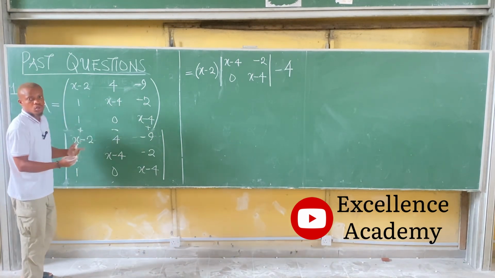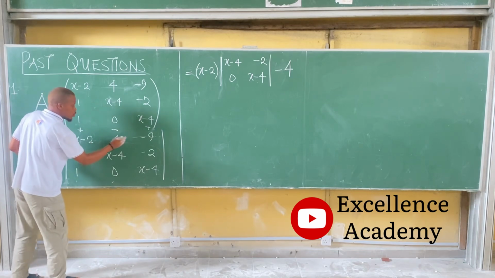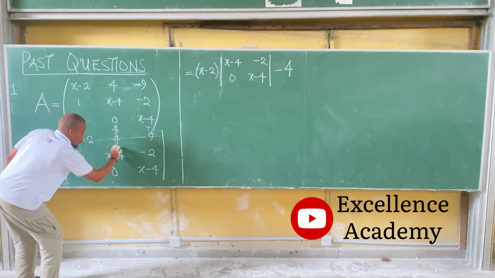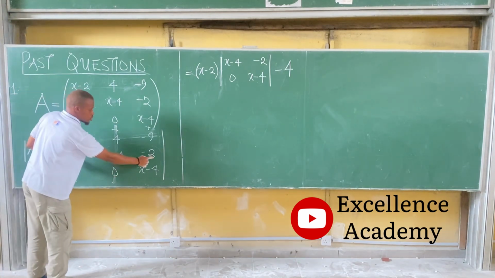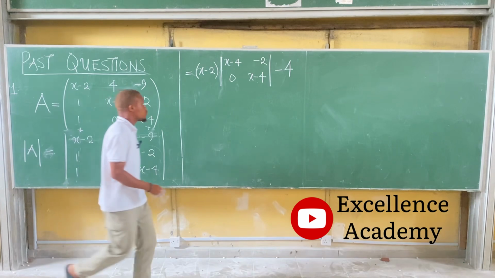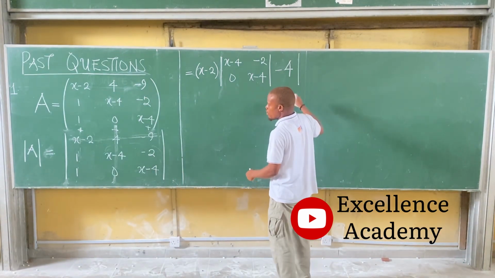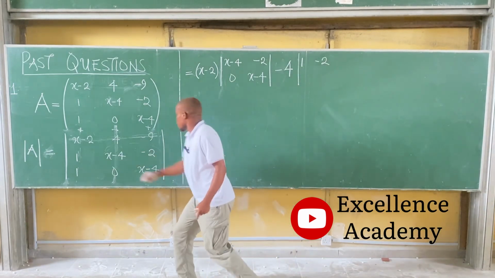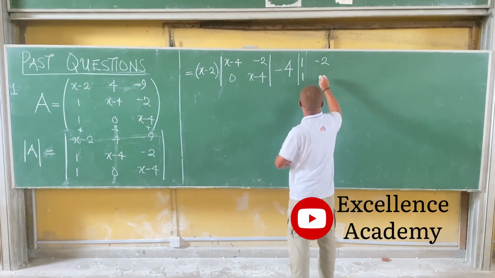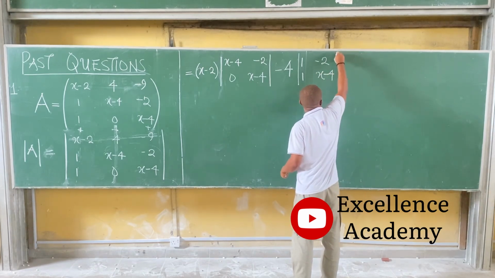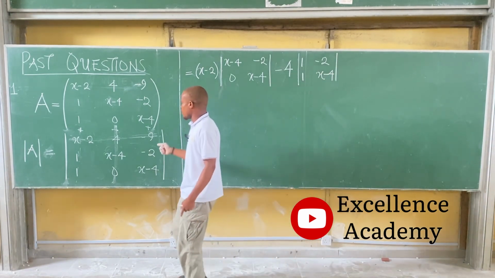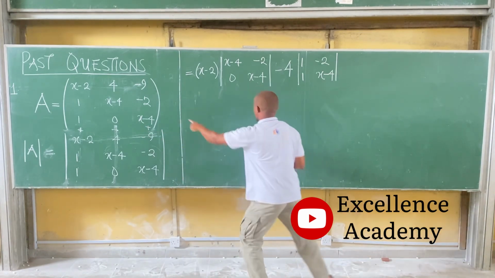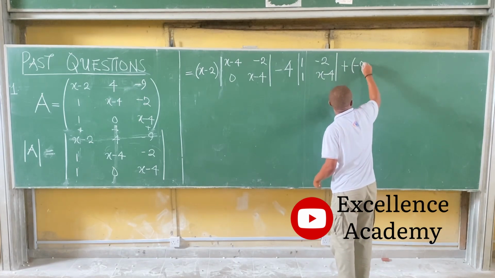We cover the row on which it lies. For my 4, this is the row, and we cover the column for it. So what is left? 1, minus 2, 1 and x minus 4. So this is what I have for my 2 by 2: 1, minus 2, 1 and x minus 4. And finally, for the last term there, I'm having plus minus 9.